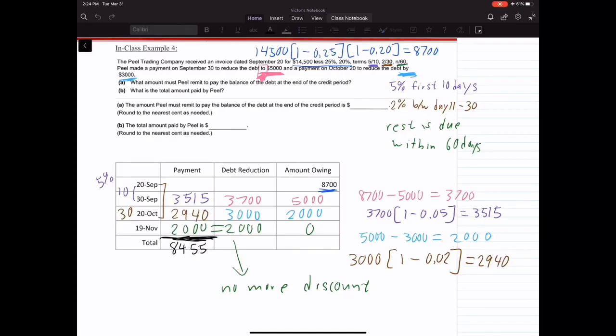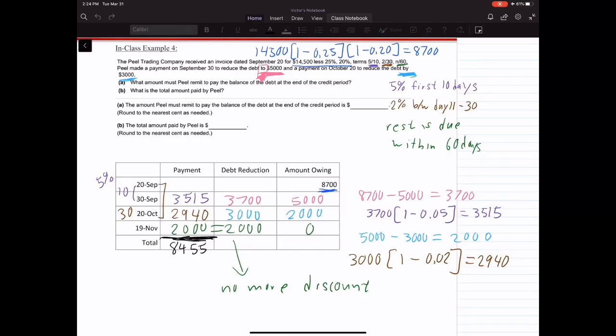Our next payment is October 20th. On October 20th, we reduced the debt by $3,000. So what that means is that our debt reduction is $3,000. So we take the 5,000 minus the 3,000. That gives you the 2,000. So that's how much we still owe. The $2,000 is how much we still owe on October 20th.